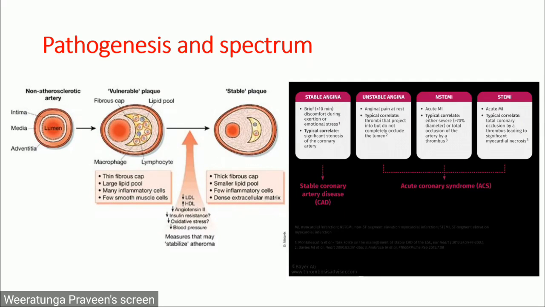Now, when this atherosclerotic plaque ruptures, they develop a thrombus on top of the ruptured plaque, and that knocks off the coronary blood flow.